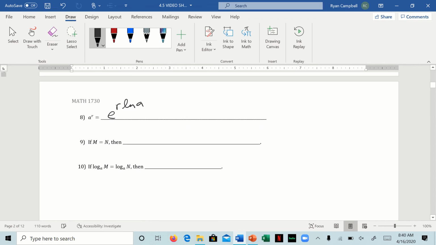All right. So the last two are the ones that are pretty obvious. We've already kind of talked about them. If you have m and n that are the same, then of course if you take the log of both sides with any base, that's also going to be the same thing, right? And we also already talked about that if you have a log with a base equals log with the same base, you can just get rid of the logs.